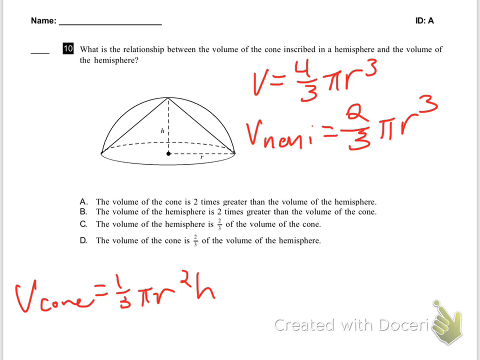However, since this cone is inscribed in the hemisphere, the height of the cone is going to have to be the same as the radius. So therefore, this is going to be 1/3 pi r cubed. So looking at the relationship between the volume of the hemisphere and the volume of the cone, we can see that the volume of the hemisphere is 2 times greater than the volume of the cone. Choice B. Okay. Next question.